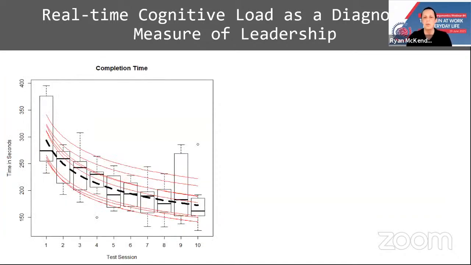So we had each team do 10 sessions, and they all had a very fast learning curve. When they first did this task, it took them almost 300 seconds to complete it. And by the time they had done 10 versions of this very complex procedural task, they had essentially almost reduced their time to half. The red lines here, once again, represent random effects. So these are separate models for each of the 9 teams that we looked at.